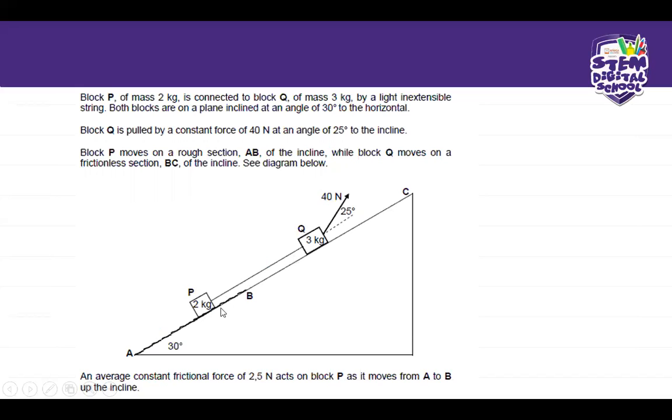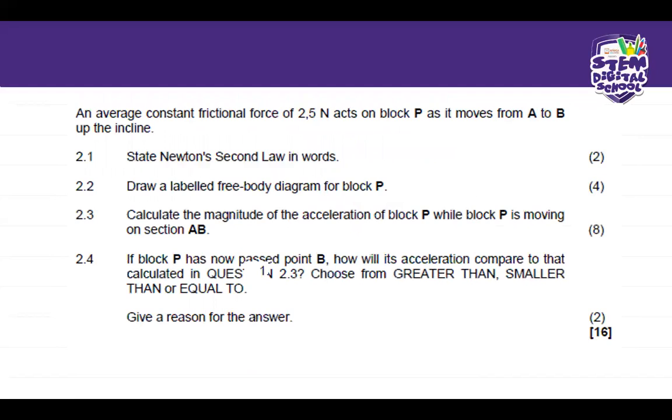Block P, we've got it's going up, but it's got a frictional force of 2.5 Newton as it moves from point A to B. So what they want to know is in 2.1, you need to state Newton's second law in words. Okay, so number 2.2, they want us to draw a labeled free body diagram of block P. And okay, let's start with number 2.1. Let's state Newton's second law.